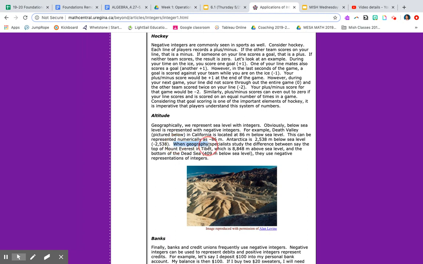-2,538. When geography specialists study the difference between, say, the top of Mount Everest in Tibet, which is 8,848 meters above sea level, and the bottom of the Dead Sea, which is 409 meters below, they use negative representation of integers.